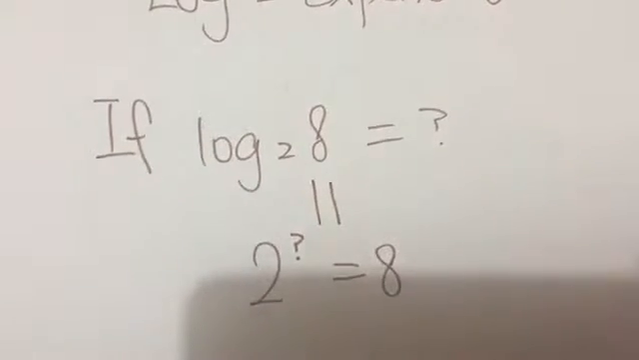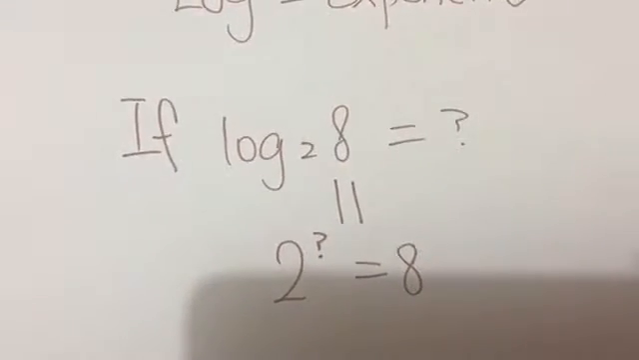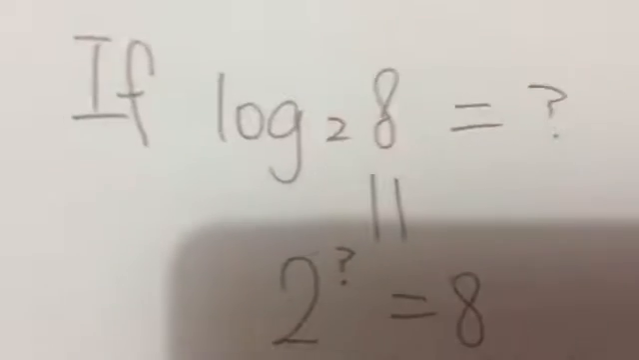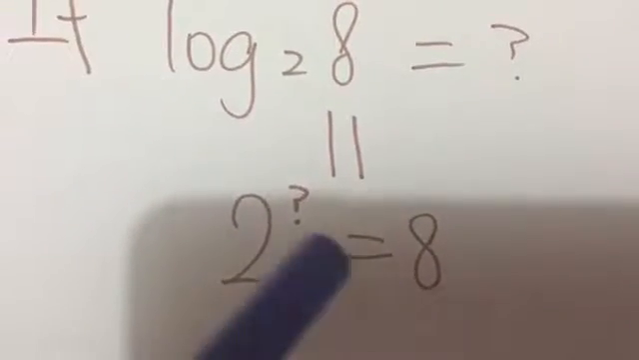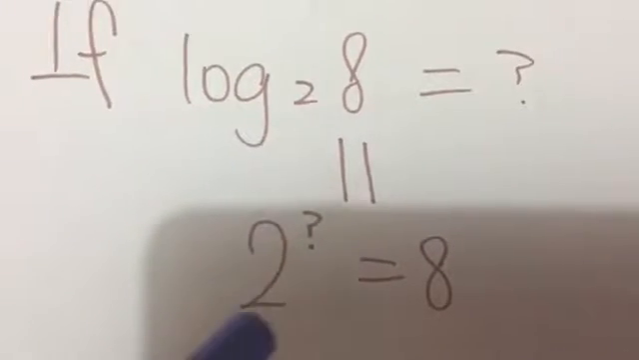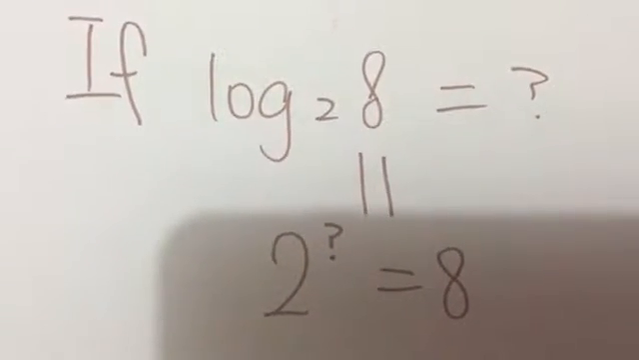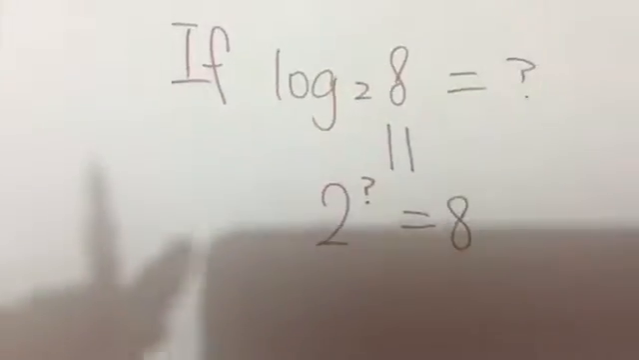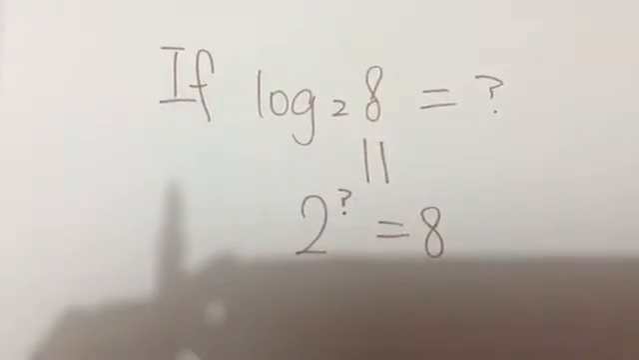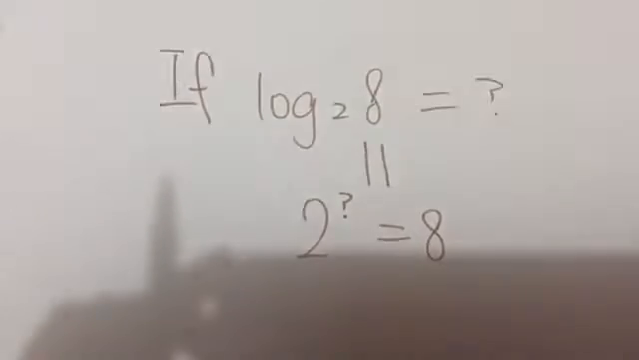Log to the base of 2, 8 equals what? It is the same as 2 to the power of what equals 8. That is 3. And so log to the base 2 of 8 is equal to 3, and 2 to the power of 3 is equal to 8.